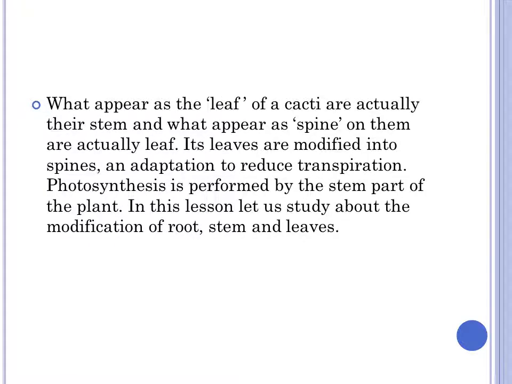What appear as leaves of a cactus are actually the stem, and what appear as spines on them are actually leaves. Its leaves are modified into spines, an adaptation to reduce transpiration. Photosynthesis is performed by the stem part of the plant. In this lesson, let us study about the modification of roots, stem and leaves.